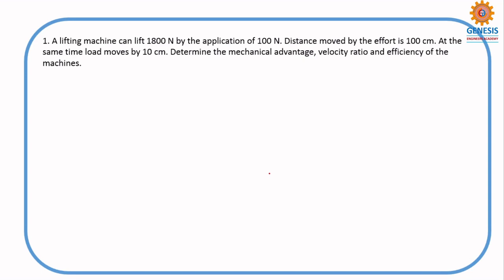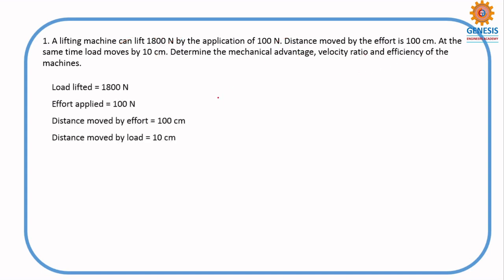I'll solve some of the problems so that you can understand what is what. A lifting machine can lift 1800 newtons by the application of the effort. This is the effort, this is the load, and the distance moved by the effort is E, and the same load moves by 10 centimeters. At the same time the load moves by 10, that is N. Effort is 200, and the load moved this one. So what is the mechanical advantage?